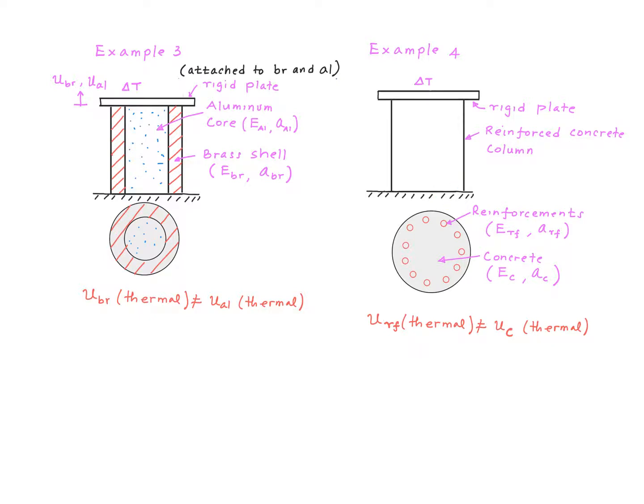The same situation applies in example number 4, where we have a reinforced concrete column. The reinforcements are bonded to the concrete matrix, and if the temperature of the overall system changes, then each part, the concrete matrix and the reinforcements, will try to change in length, but they have to remain the same. The lengths of each of the components will have to remain the same. So that's going to lead to the development of internal forces.